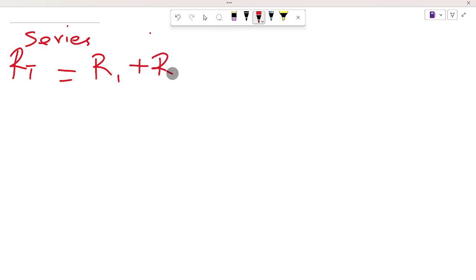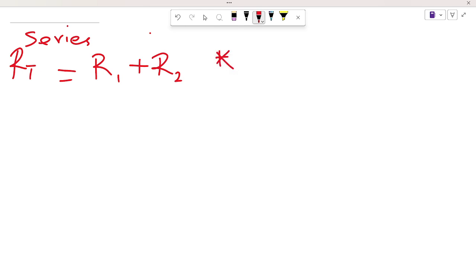If we are to find the total resistance, say RT, for series arrangements, it's always going to be the sum of the resistances that are in series. I hope we get that. This is one thing you have to note because we use it a lot.